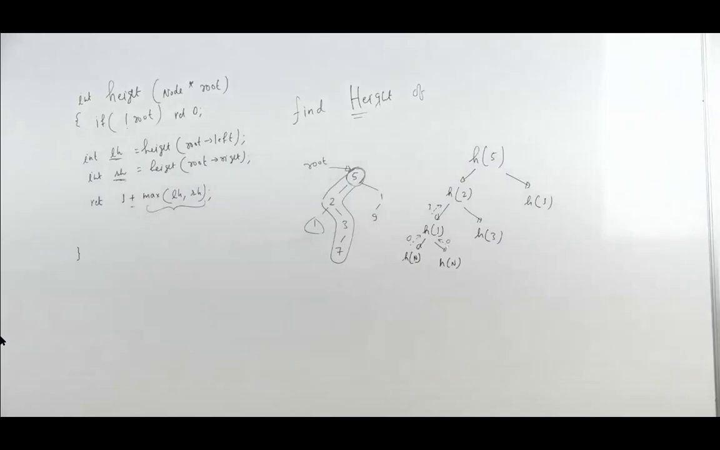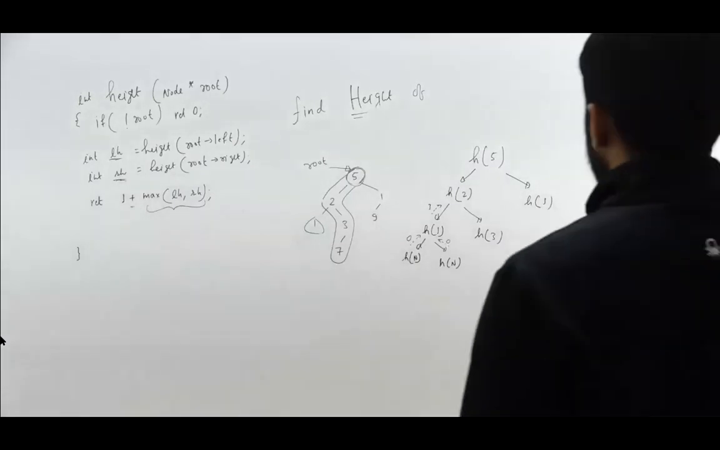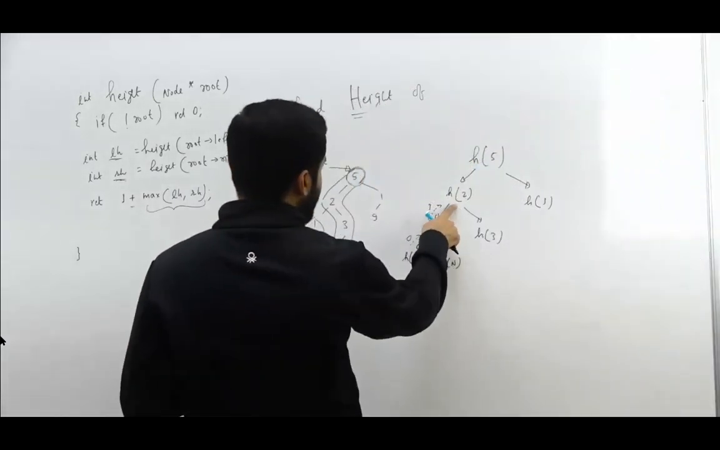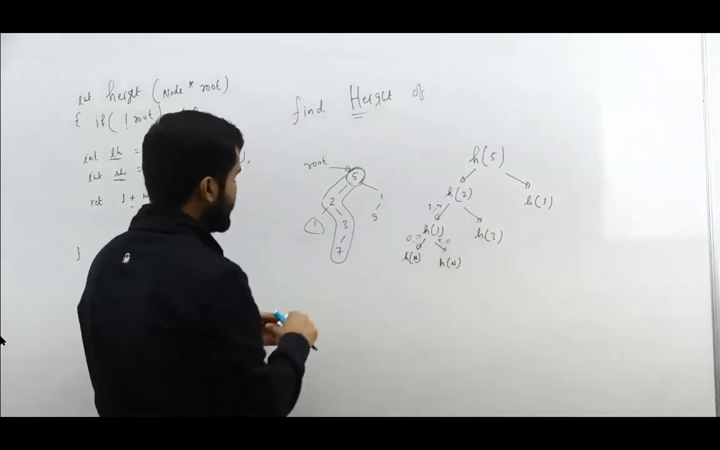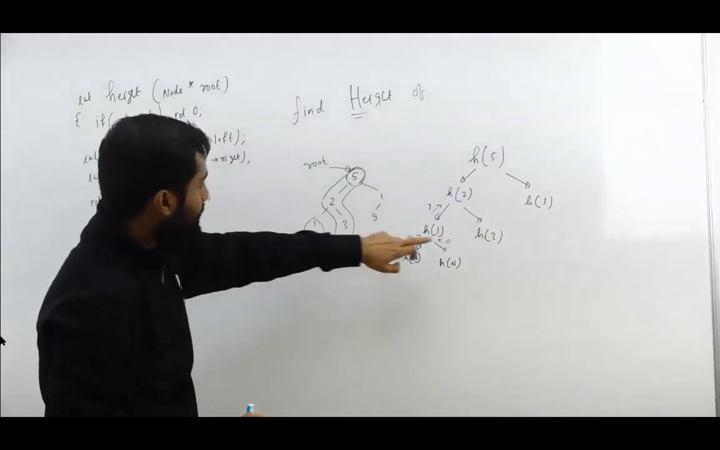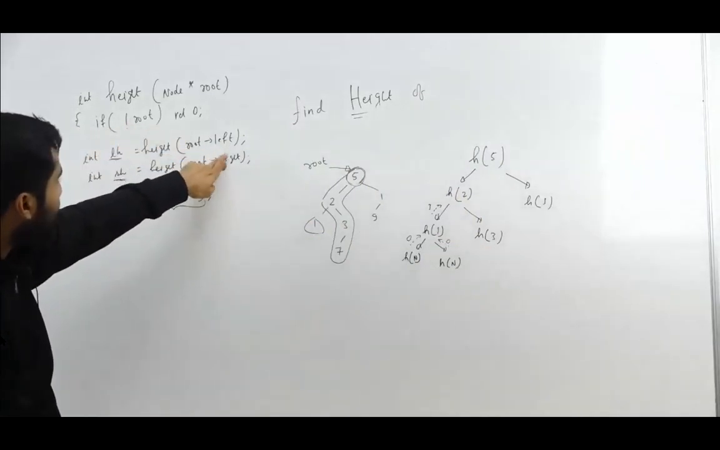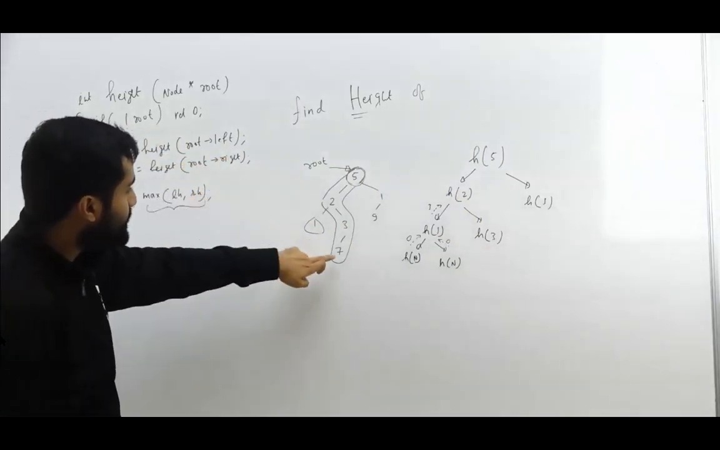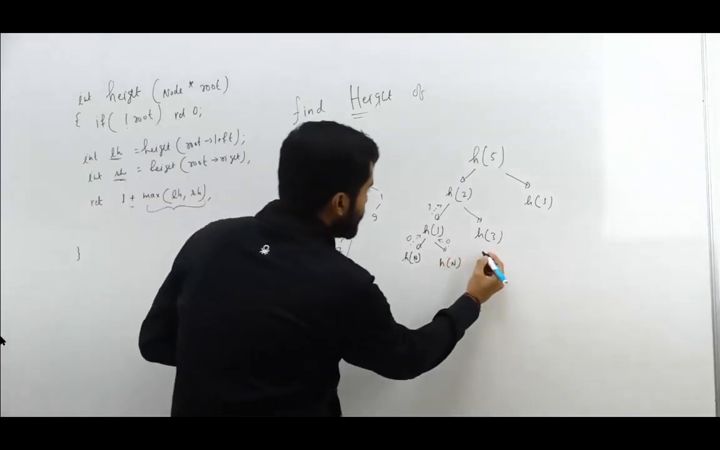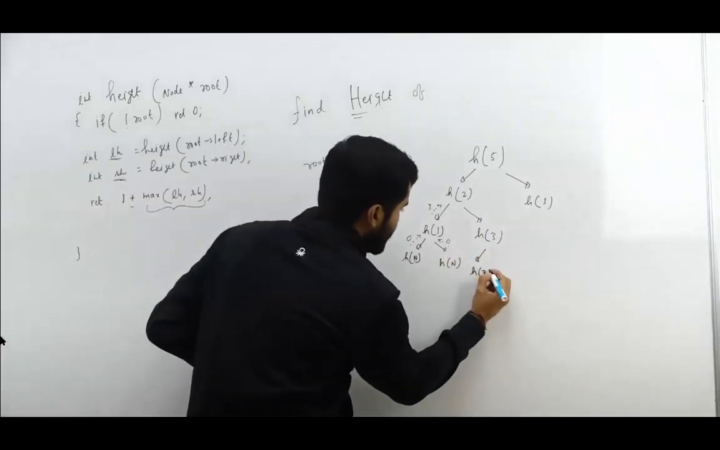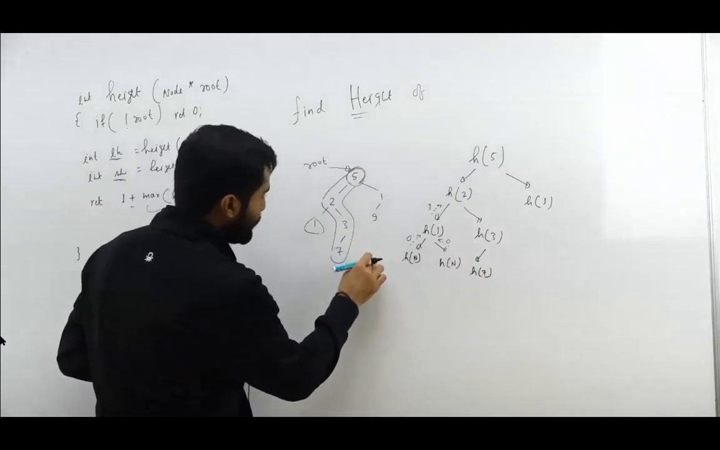Yeah. The same thing you can keep doing on and on. So height of 2 will now invoke height of 3. So what is this 3? This 3 is not null. So you will call the left child and right child of 3. The left child of 3 is 7, so you will call height for 7. And then you will call height for null.